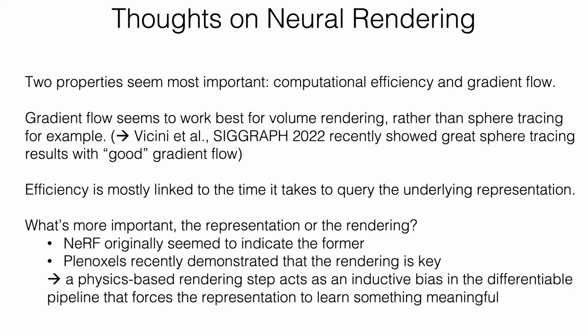If you use something like sphere tracing and you don't hit a surface with a ray, there's no gradients flowing back into the representation. So sphere tracing is actually a lot more difficult to get good gradient flow into the underlying representation, because you have to hit the surface. It depends a lot on the initialization. And if you don't hit the surface, then there's no gradient flow going back. So this has been a challenge, although a really nice paper that was just published at SIGGRAPH 2022 from Wenzel Jakob's group showed how to actually make sphere tracing results much better and more robust using really good gradient flow. So there's some recent activities in this area that makes sphere tracing probably a lot more robust.